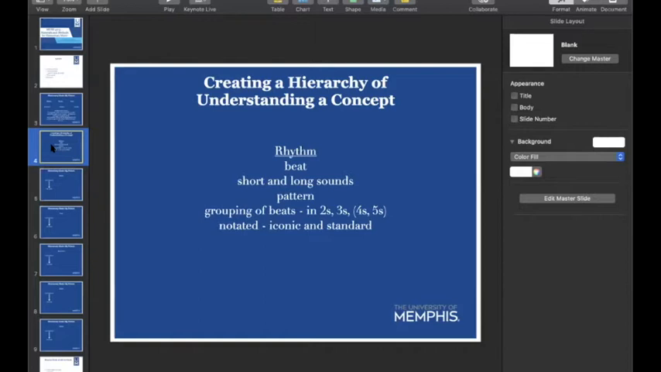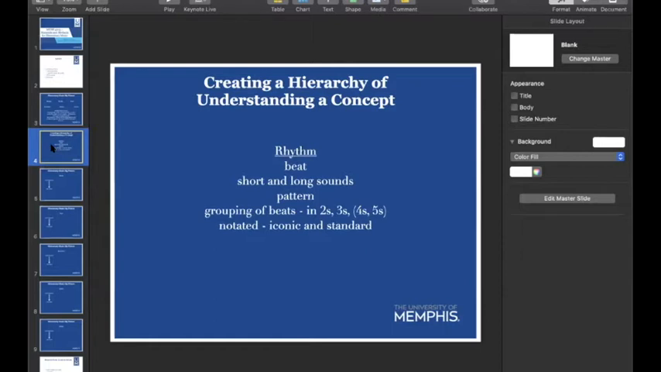And from that sense of steady pulse, then you can begin to introduce them to the concept of long sounds and short sounds. And then you can start to discuss pattern. And we can group beats in twos and threes, eventually fours and fives, but frankly, we start with twos and threes. And then finally, you can get to notation, starting with iconic notation, which are pictures, and then to the standard notation that we use of quarters, eighths, sixteenths, halves, wholes, dotted halves, etc.